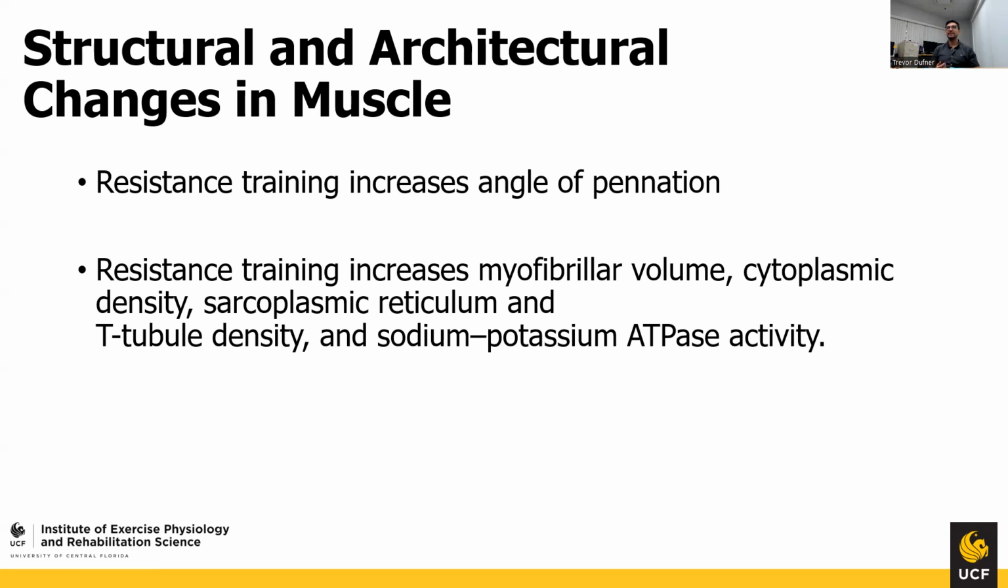Greater T-tubule density and sarcoplasmic reticulum is going to increase the amount of calcium release and how that calcium can be transferred throughout the cell, making muscle contraction more efficient. And if you have greater sodium potassium ATPase activity, you're going to have a greater rate of force development because you can break down that ATP faster and replenish it, so that myosin and actin can be snapping through cross-bridge cycling and moving faster and faster.